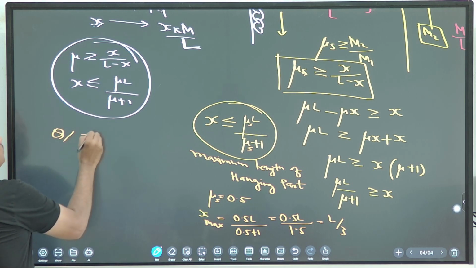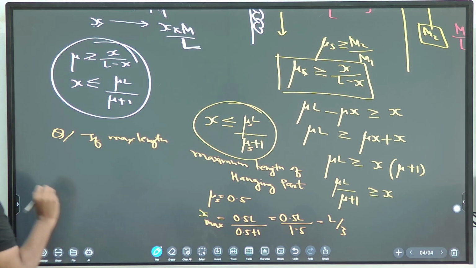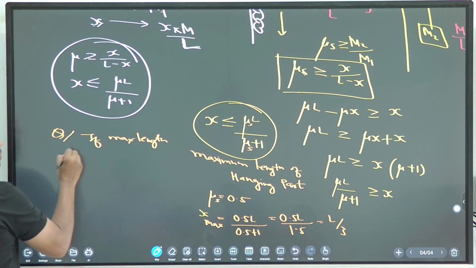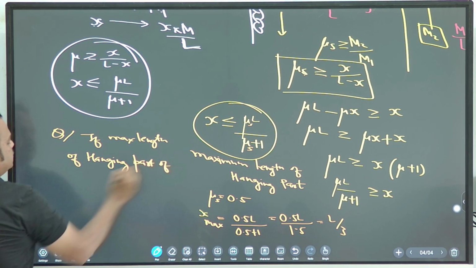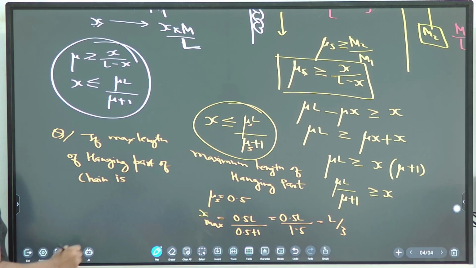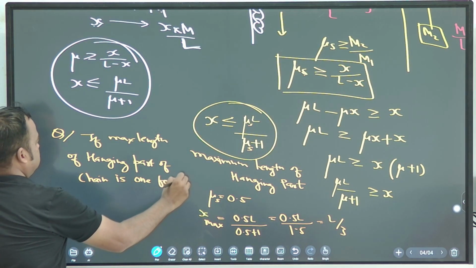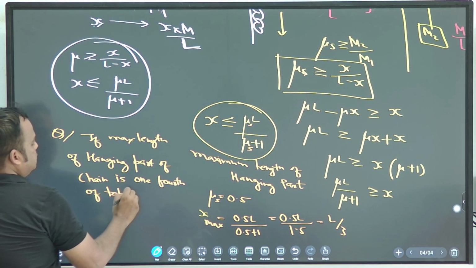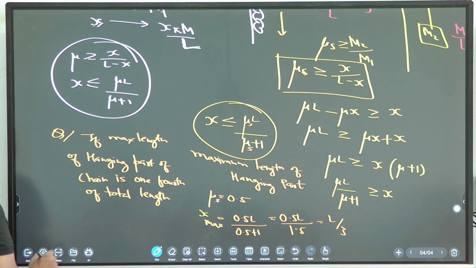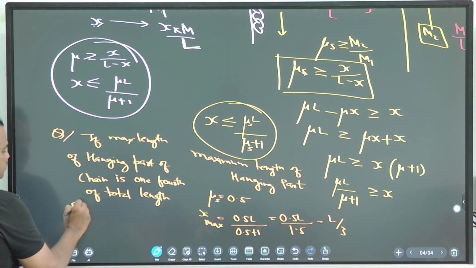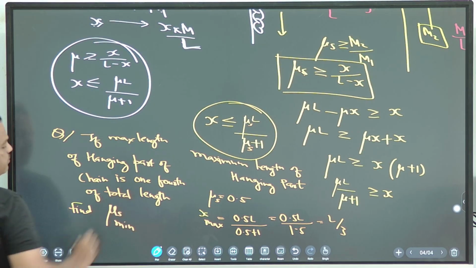Now solve this question. If maximum length of hanging part of chain is 1/4 of total length, find minimum value of mu s.